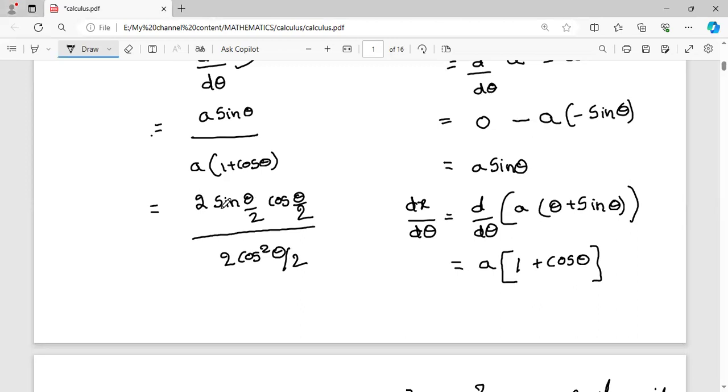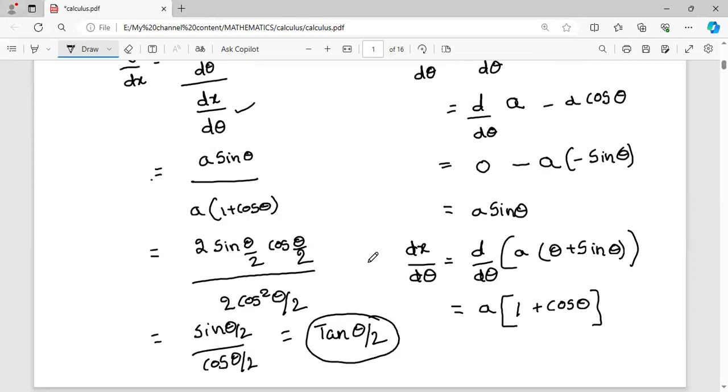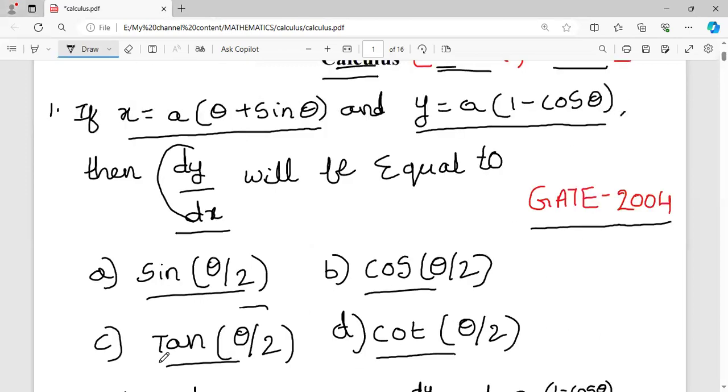Sin theta means 2 sin theta by 2 cos theta by 2, and 1 plus cos theta means 2 cos square theta by 2. By the simplification, cos theta by 2 cancels, the 2 gets cancelled, and the remaining is sin theta by 2 divided by cos theta by 2. So the final answer is tan theta by 2. This question was asked in GATE 2004.